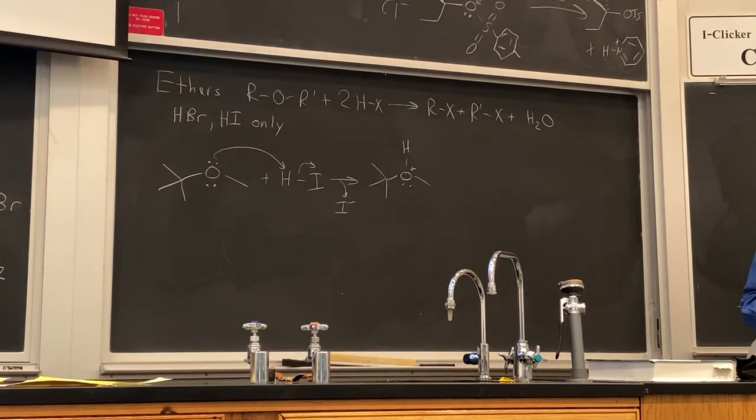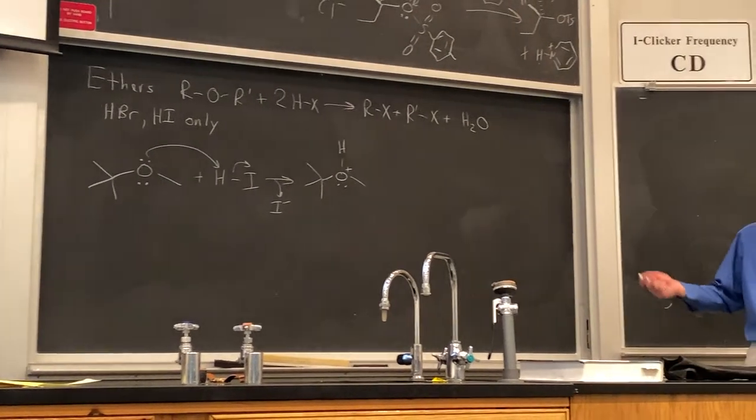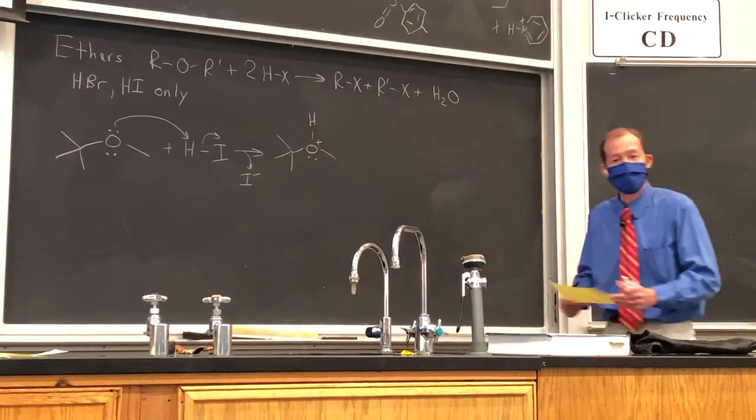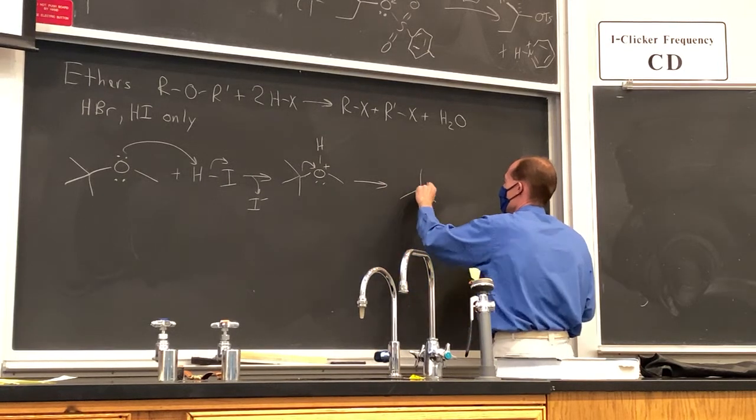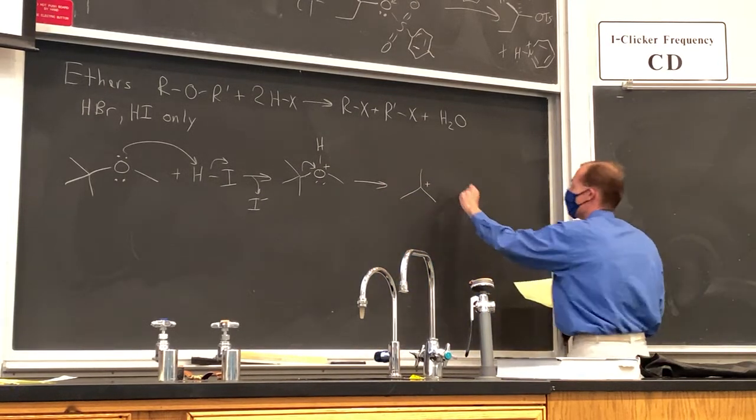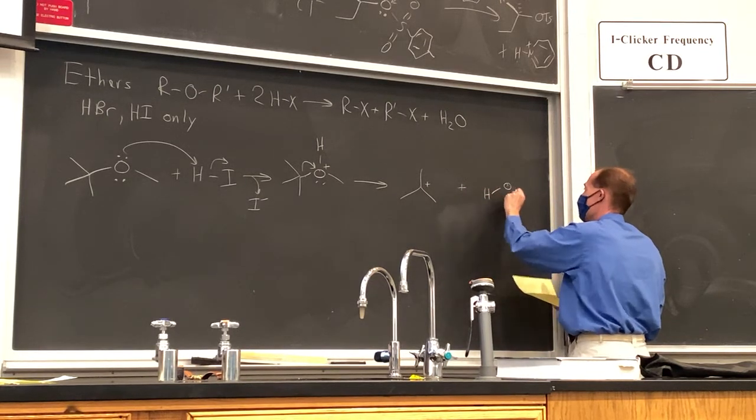Yes, Claire. Okay, so we now have a good leaving group here, protonated oxygen, an oxonium, so it can leave. If it leaves, what are we going to have as an intermediate? Carbocation. So now with an alcohol, we just had one carbon-oxygen bond to cleave. Here we have a choice. Which carbon-oxygen bond are we going to cleave in this case? The one to the more substituted group, because that will give us the more substituted carbocation. So in this particular case, it's going to be the one to the tert-butyl group, giving us our tertiary carbocation, and then we're going to form methanol.